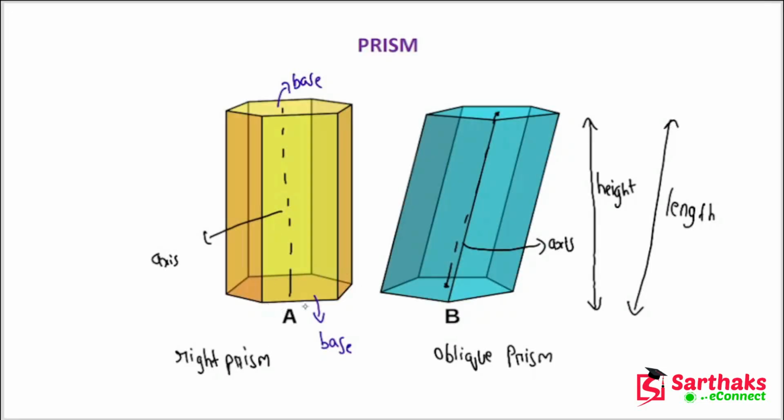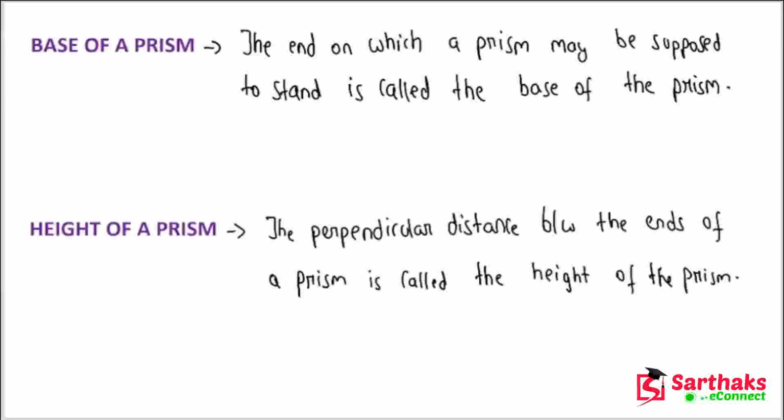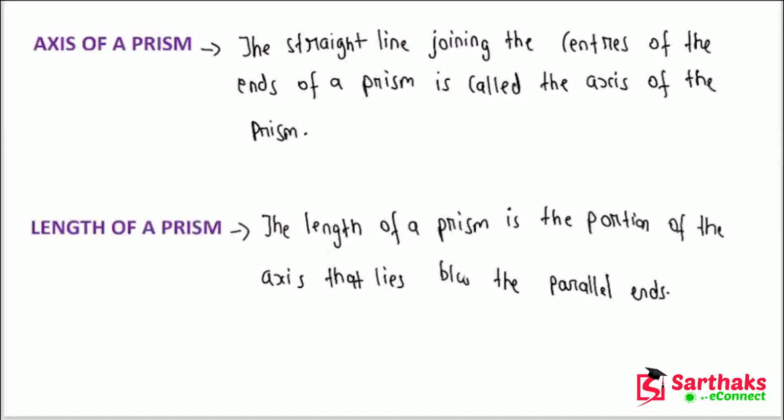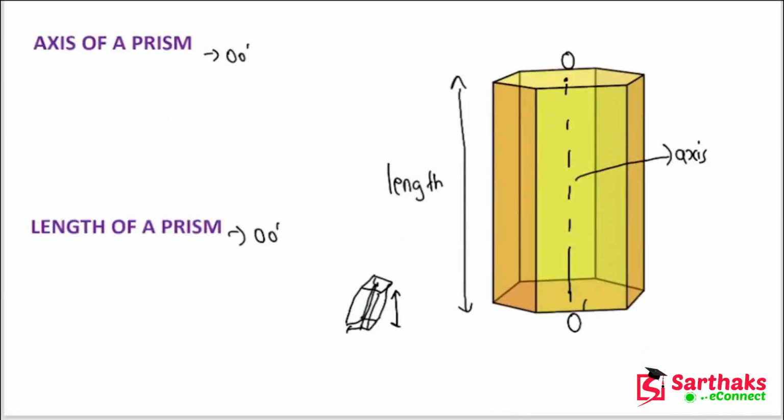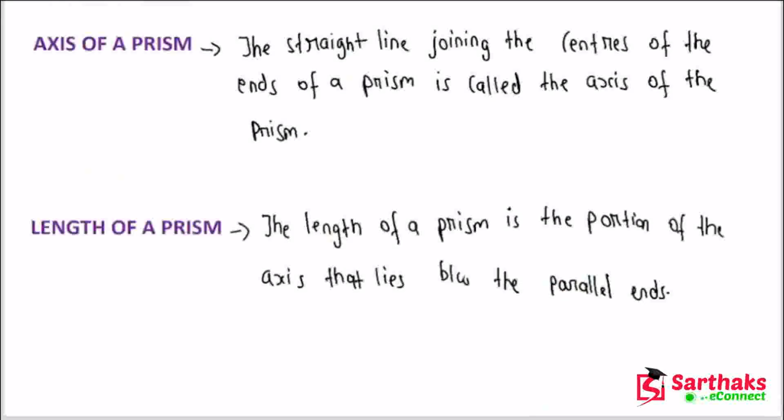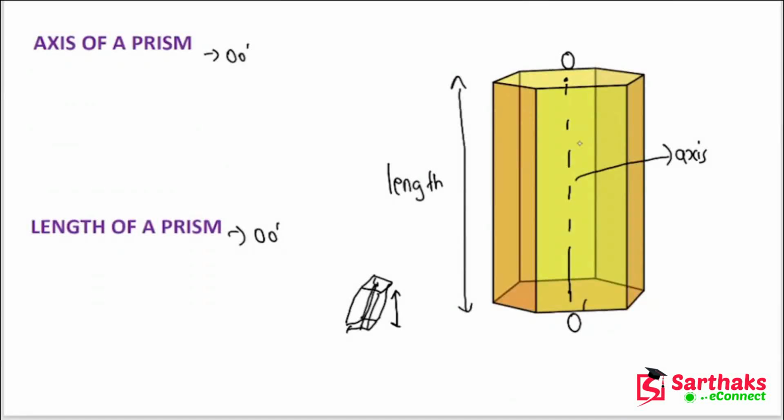So you can clearly see this is a right prism, this is an oblique prism, so height and length would be different over here. Okay, so if you talk about axis of the prism, then axis will be the centers joining the opposite ends. If you talk about length of the prism, then length would be the length of the axis. Now in this case, length of the axis and height would be same, right? You can call it length or height, but in the case of oblique prism, they would be different.